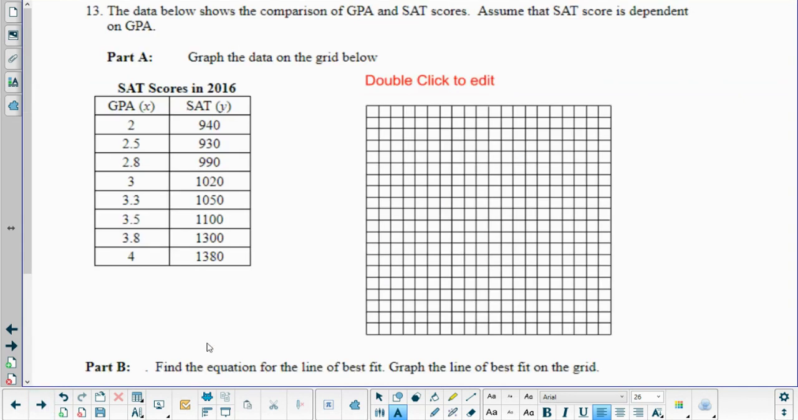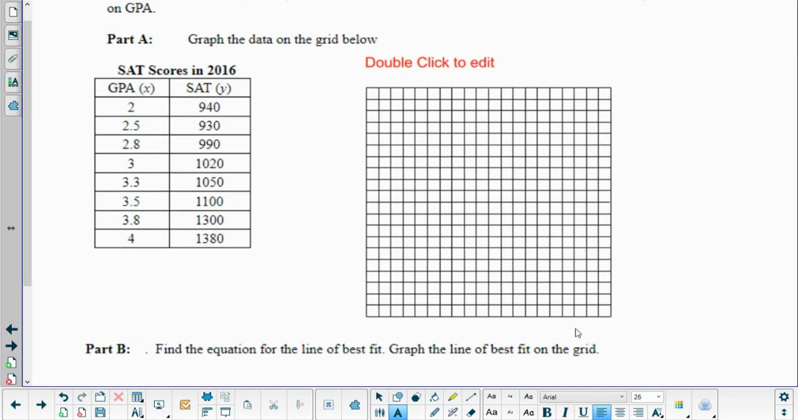All right, for number 13, this one on your test, you're able to double click and graph just like you did on your study guide. So the first one, they want us to graph the data on the grid below. They do not give us any values, so we have to decide what we're going to count by. Our x's represent our GPA down the bottom here, and I can see I go up to 4. So I'm going to spread out my values a little bit. I'm going to count every 4, so each one will represent 0.25.